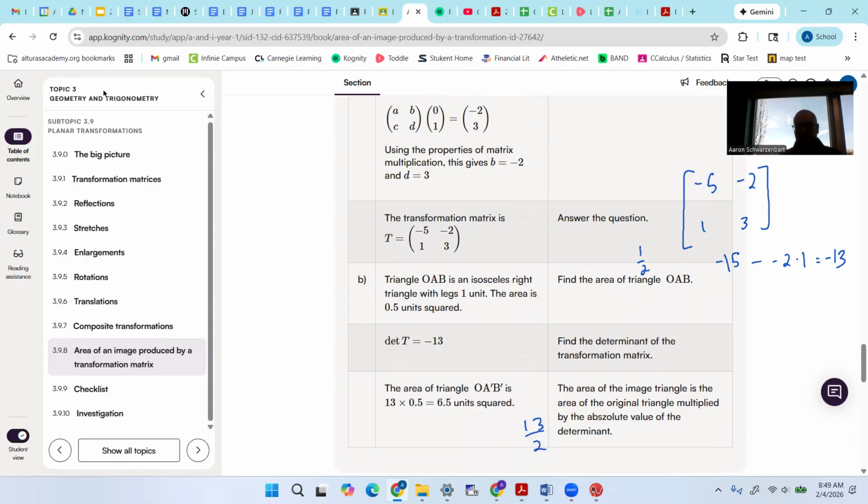Again, this whole section on matrix transformations is not that hard if you keep your formula packet handy and understand how to use them. Okay, that is the end of this lesson.